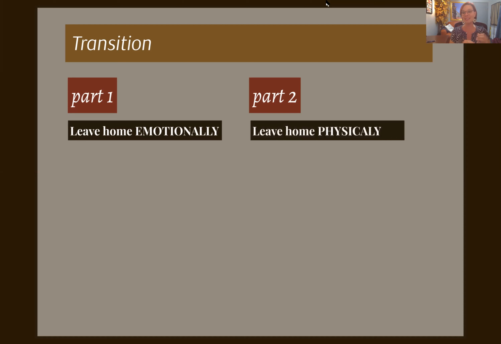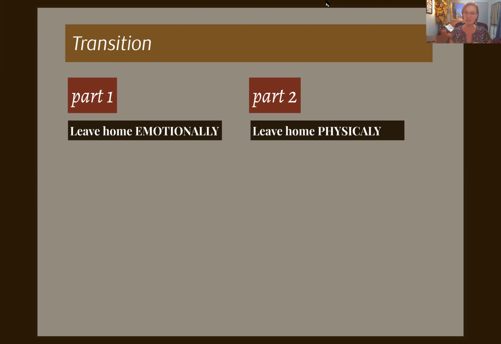The second part is that they need to leave home physically. Because leaving home emotionally allows me to question the values of my people. And questioning is not the same as rebelling. All right, so questioning means I examine it, I think about it, and I say, what do I believe about this? You receive what you believe, you tweak or have a difference of opinion for what you don't.